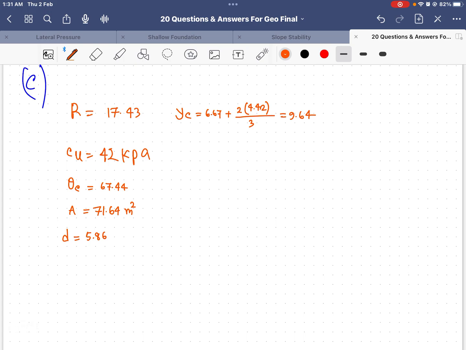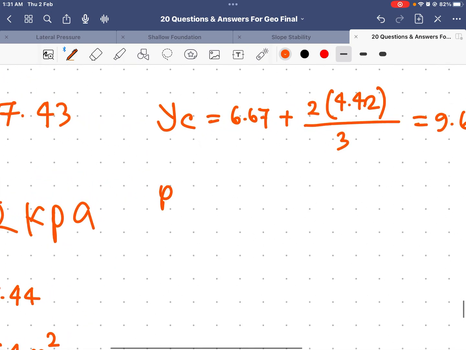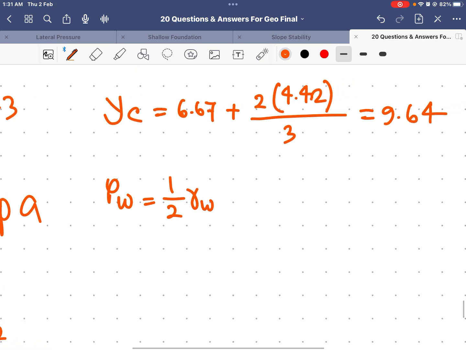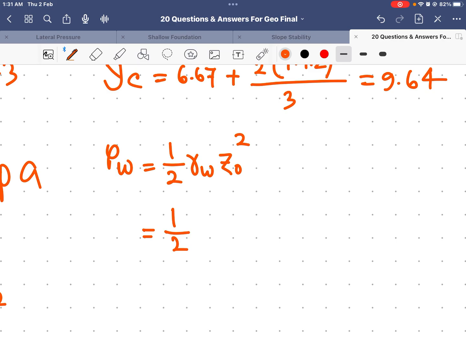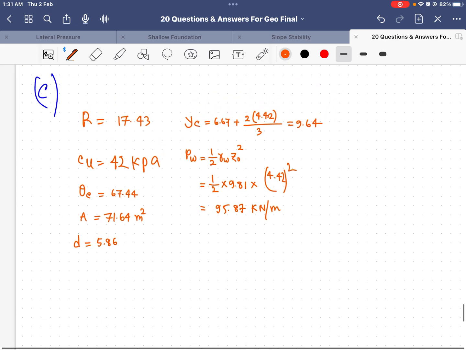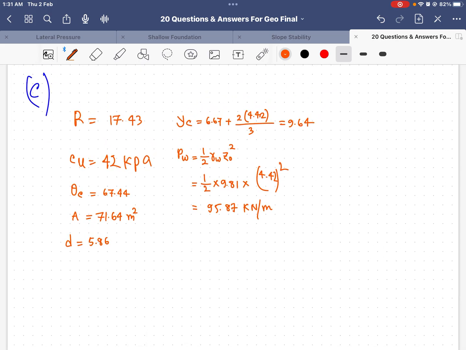Now in this case we have to find the W value, I mean for the water. So we write 1 over 2 times the unit weight of water times the depth of tension crack squared. I just plug in the values: 9.81 times z naught, 4.42 squared. If I do the calculation, I will get the value of water, 95.87 kilonewton per meter.